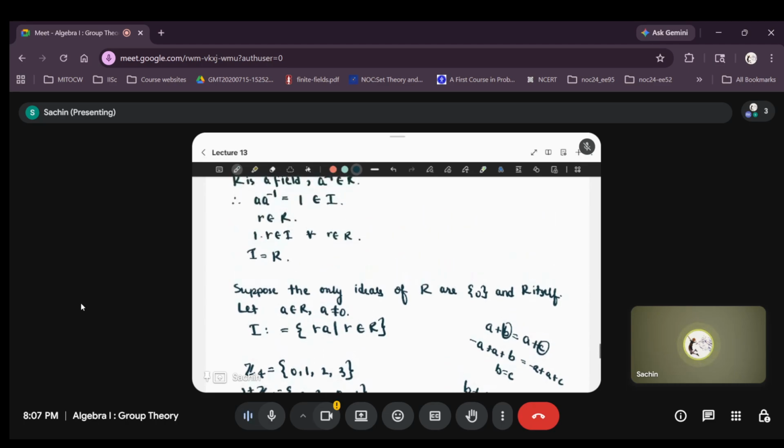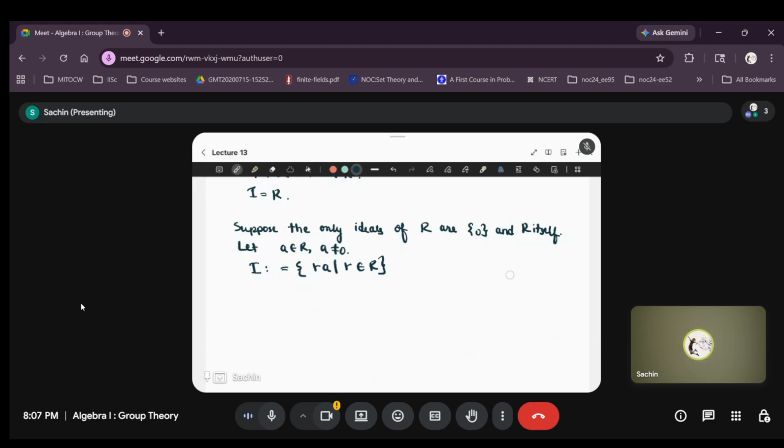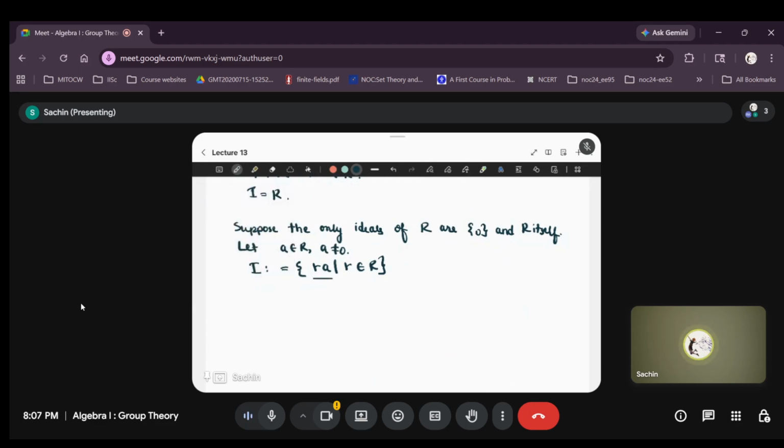Now, for a ring, that does not happen. I mean, it's not a necessity that if you multiply each element in the ring by A, in the set I that I've written, all of them will be distinct elements. You might get a smaller set than the ring itself.